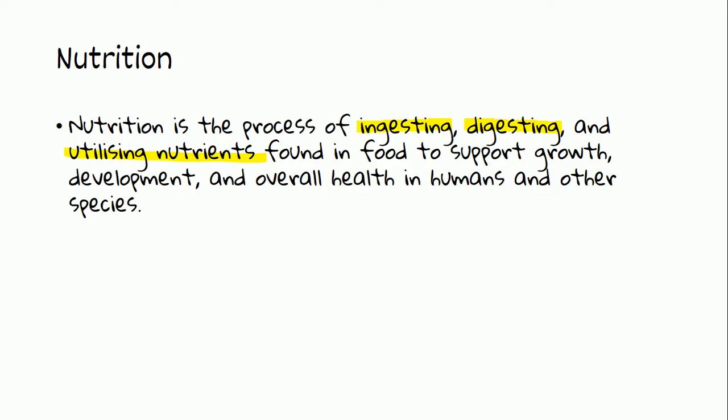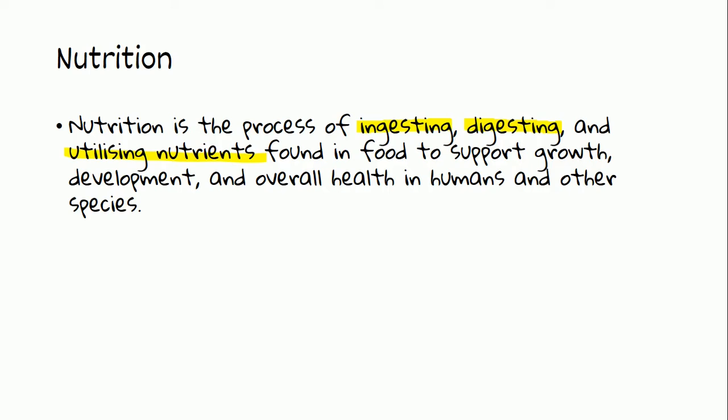This nutrition can be autotrophic. Autotrophic nutrition means in which the organisms prepare their own food, like in case of plants by photosynthesis, and it can be heterotrophic, like in case of animals, they depend on some other animals or plants for their food.